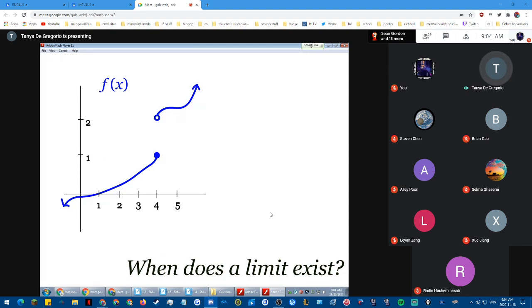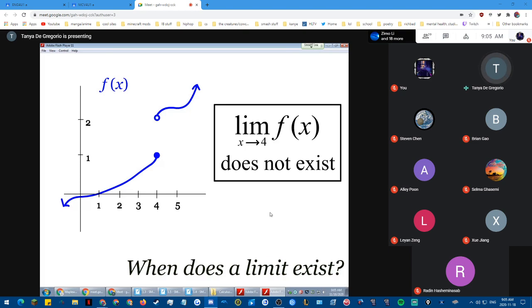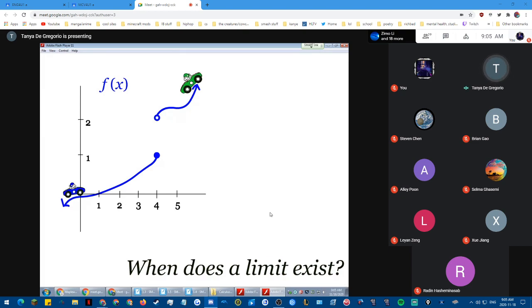Take a look at the graph of this function f of x. Visually, you can see that it's got a break in it at x equals 4. So, if we travel towards 4 from the right, we will arrive at a height of 2. However, if you travel towards 4 from the left, you will arrive at a height of 1. This means that no limit exists for f at x equals 4. They don't arrive. Let's go back to our diner metaphor for just a second. Notice that as I'm traveling along the road from the right, I end up at a height of 2. But if you travel along the road from the left, you end up at a height of 1. These heights don't match. We won't both arrive at the diner, and no limit exists.